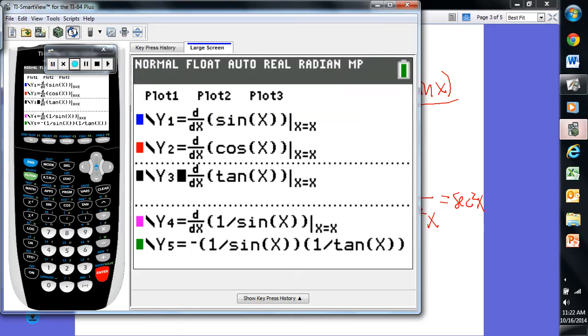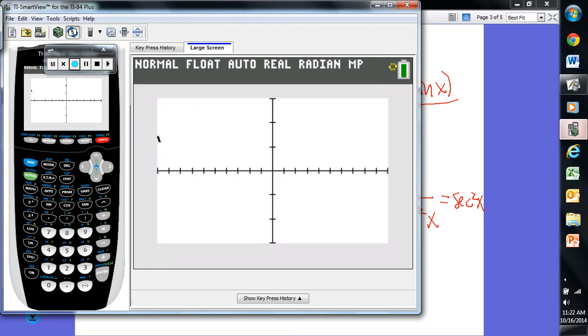Let's look at it. Derivative of tangent. Well, you probably don't know what secant squared looks like, so I should probably show you. Well, whatever. You get it. You can look at it, but that's what secant squared looks like.